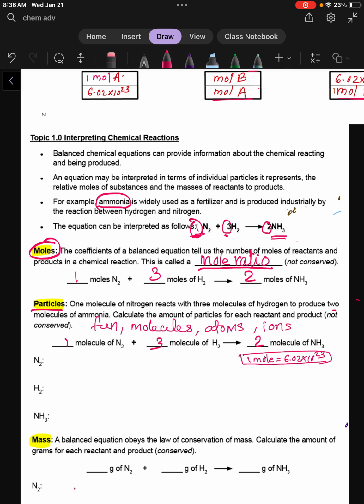So if you have 1 mole of nitrogen, we can say that is 1 times 6.02 times 10 to the power of 23 molecules of what? Nitrogen.